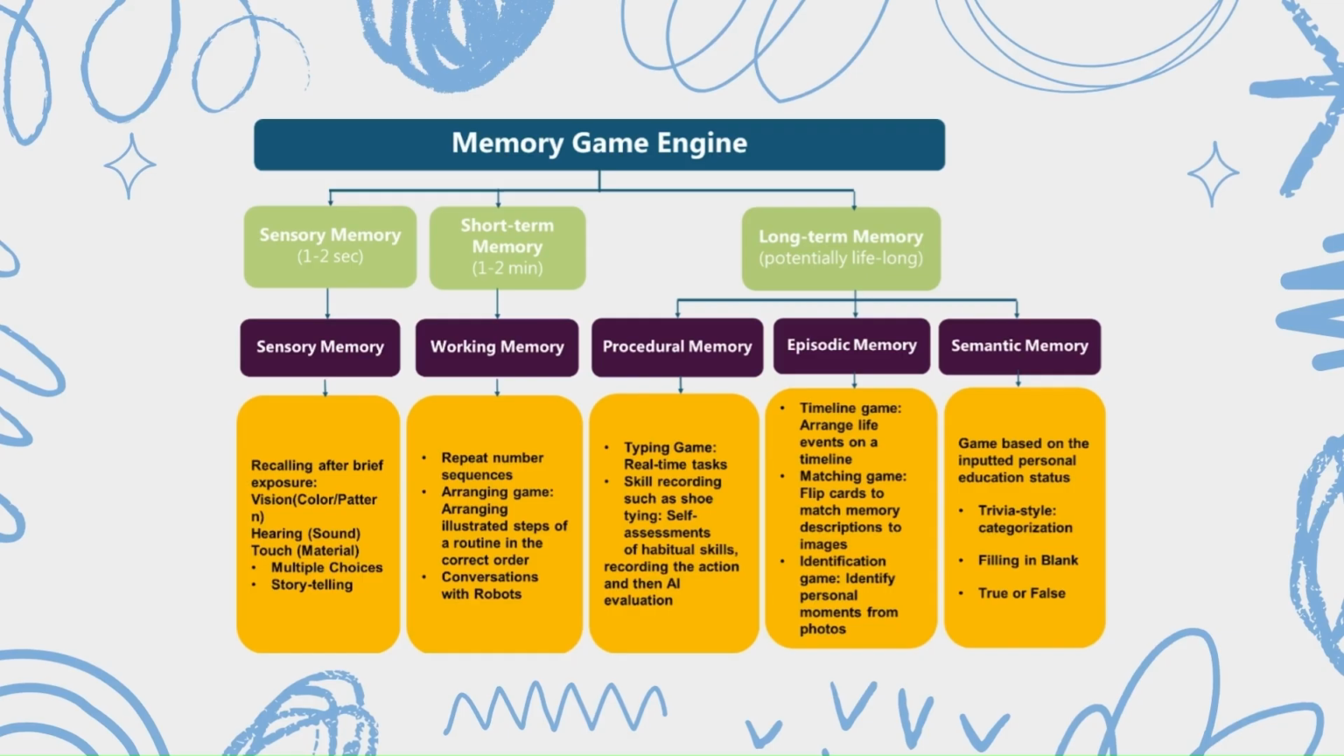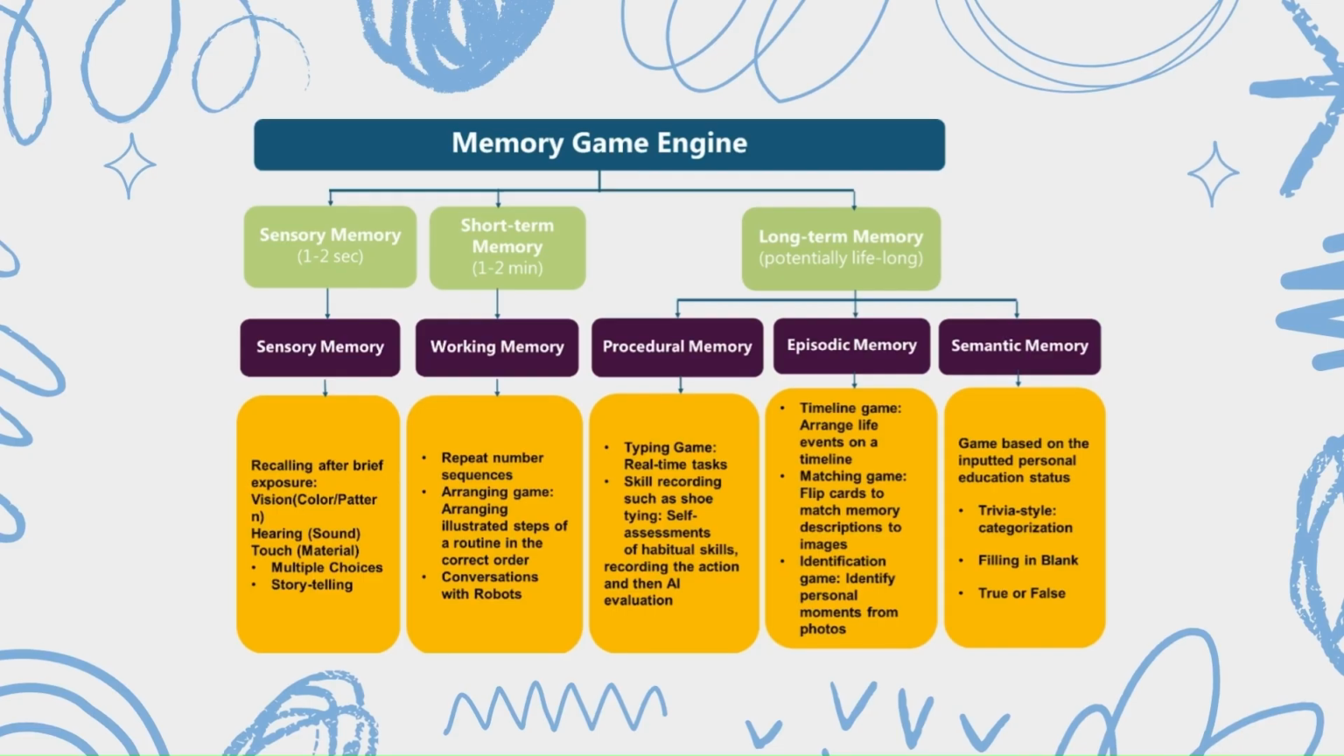And so in working memory, players practice holding and manipulating information. Examples include repeating number sequences, arranging steps of a routine in the correct order, or engaging in short conversations with robots. For procedural memory, games involve real-time skill tasks. Players might record actions such as tying shoes, followed by self-assessments and AI feedback to improve performance.